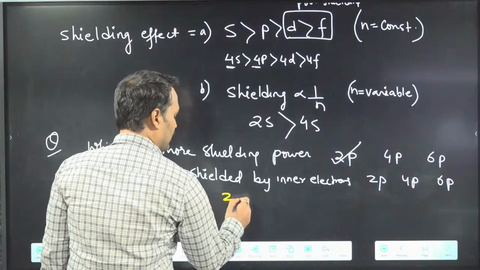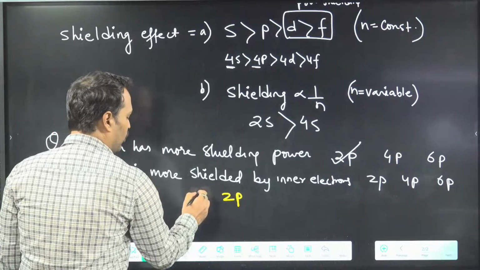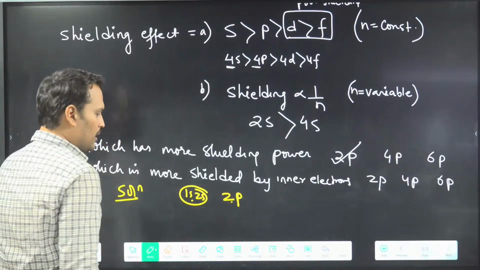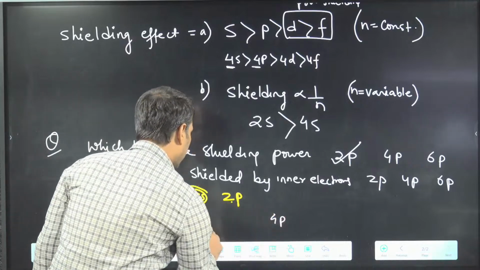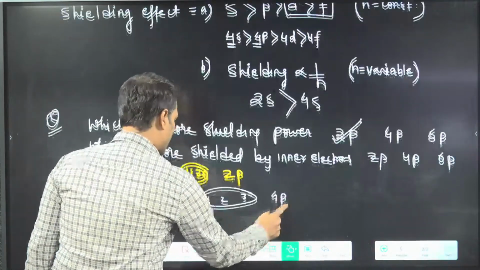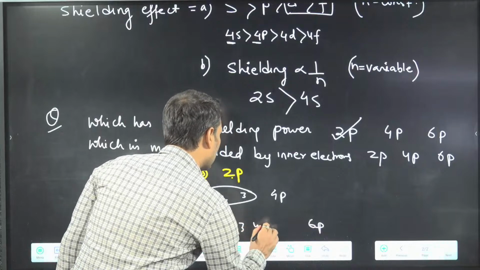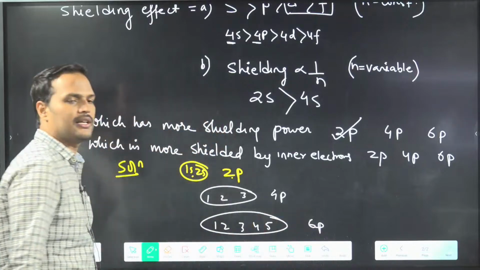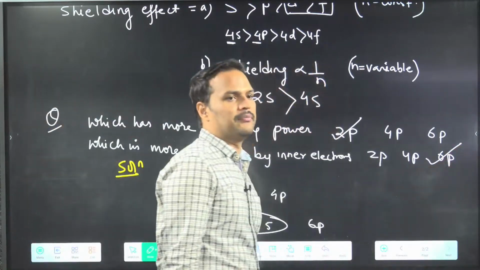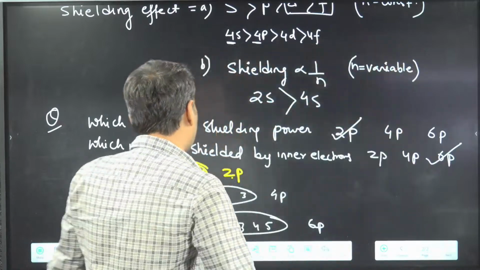Now see, I'm not talking about 2p power, I'm talking about inner electrons. So before 2p you will have 2s and 1s, they will shield it. Before 4p you will have many, first orbit, second orbit, third orbit. Before 6p you will have even more, first orbit, second, third, fourth, fifth orbit, all these are there. So who is more shielded by inner electrons? 6p. So got the answer? I think everyone has understood because many people have written the answer 6p.